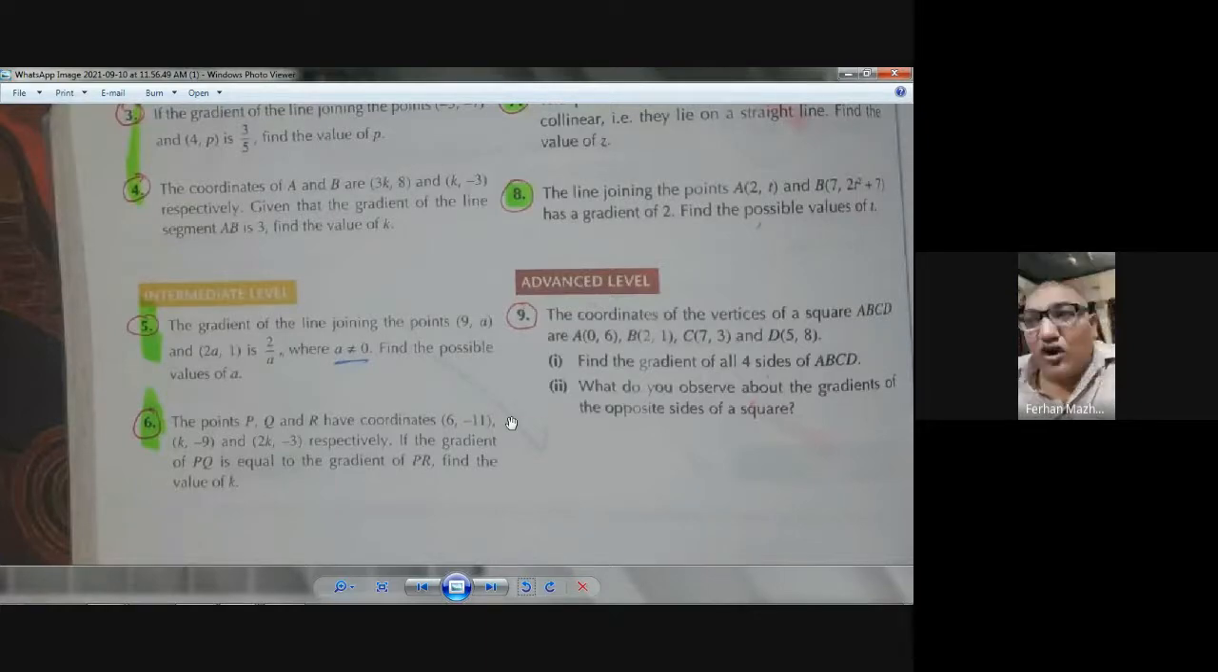The gradient of the line joining the points 9 comma a and 2a comma 1 is 2 by a, where a is not equal to 0. Find the possible values of a. Here the 2 points are given with coordinates in terms of a, and the gradient is also given, that is 2 by a. So just apply the formula of the gradient and make it equal to the given gradient, which is 2 by a. Let me show you how this is done.